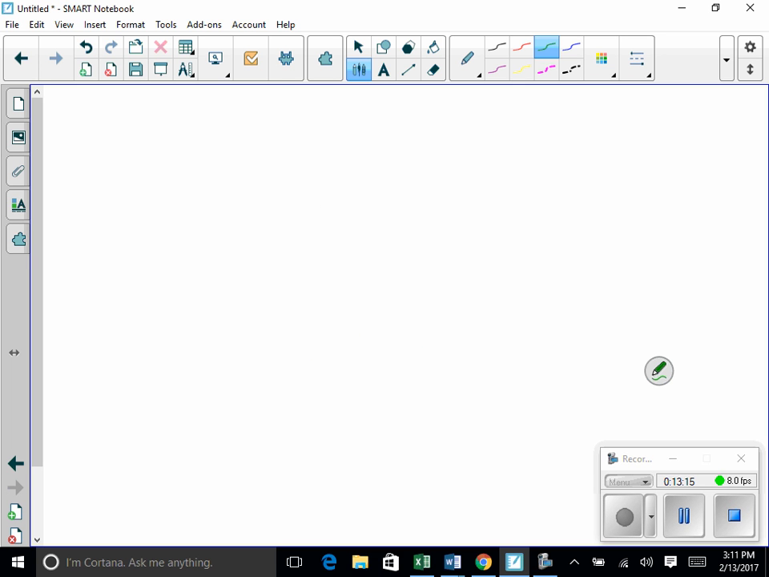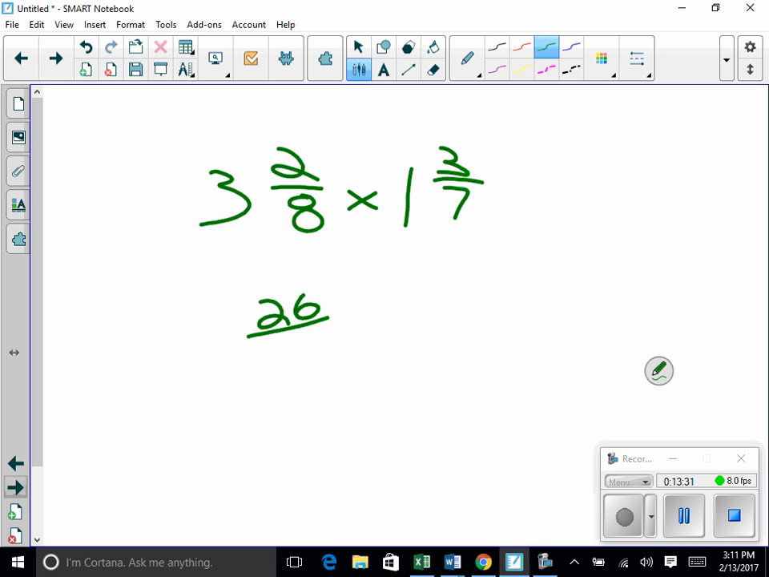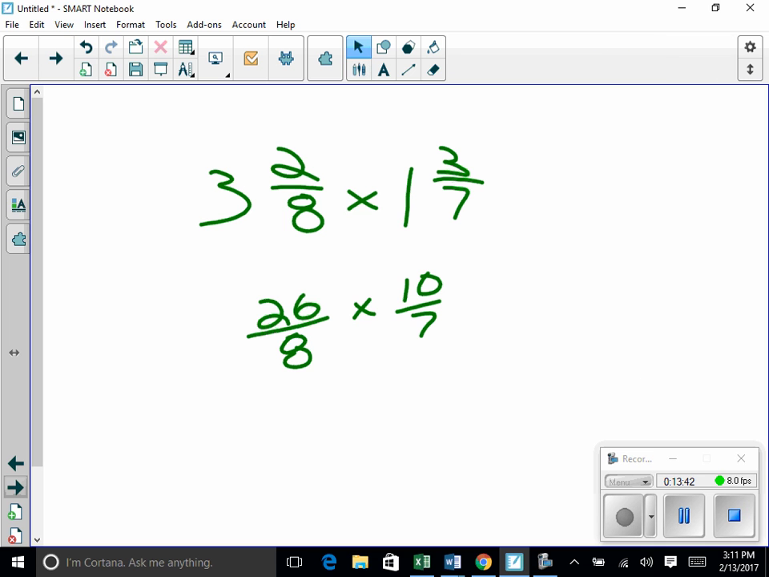Okay. Next, 3 2/8 times 1 3/7. Once again, improper fraction. 3 times 8 is 24, plus 2 is 26 over 8, times 1 times 7 is 7, plus 3 is 10 sevenths. Now, not a lot can be done here, except I can change a couple of these.